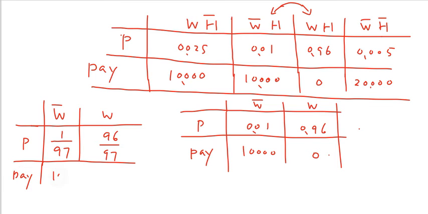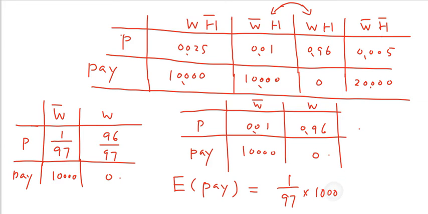The payment is this, and here it's 0, right? So we can find this conditional payment. This expectation for payment is actually the conditional payment. So this is just equal to this probability multiplied by this.